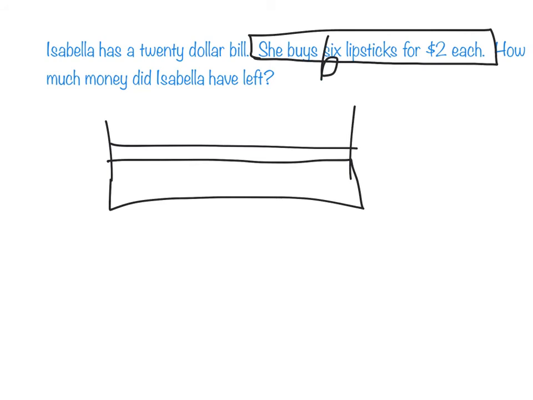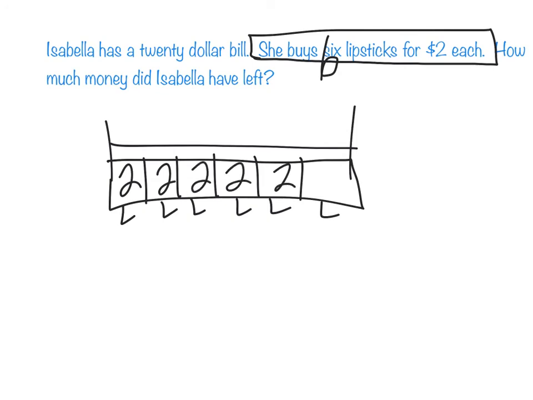So 1, 2, 3, 4, 5, 6. Okay, so there are my groups. They're the lipsticks. So I'm going to write L, L, L for lipstick. So there are my 6 lipsticks. And what number should I put inside of each of those boxes? Excellent, the $2. Because each lipstick cost $2.